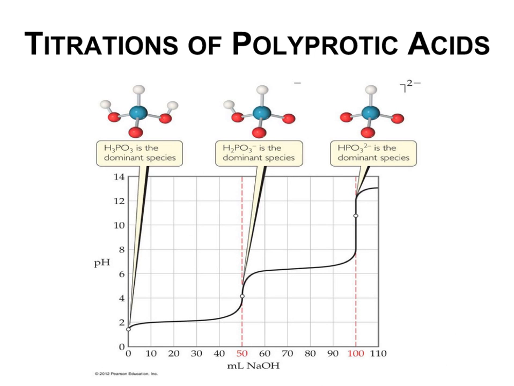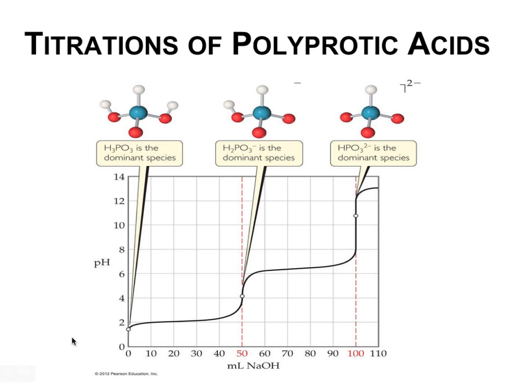Polyprotic acids are acids like phosphoric acid, sulfuric acid, that have more than one ionizable hydrogen. They have funny looking titration curves because there's an equivalence point for each hydrogen ion that gets dissociated.